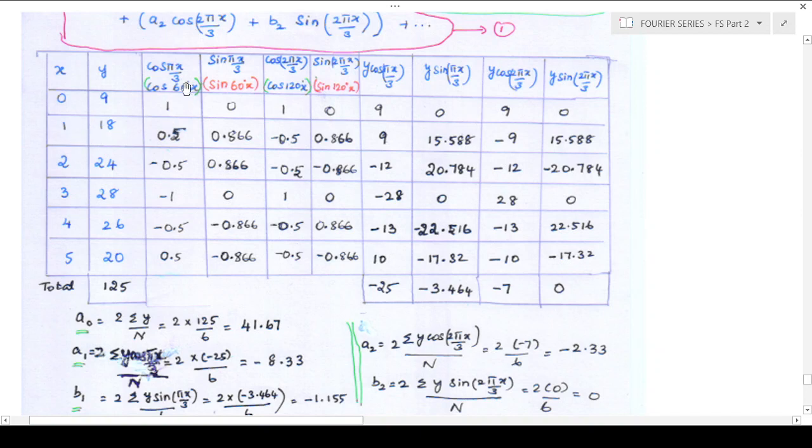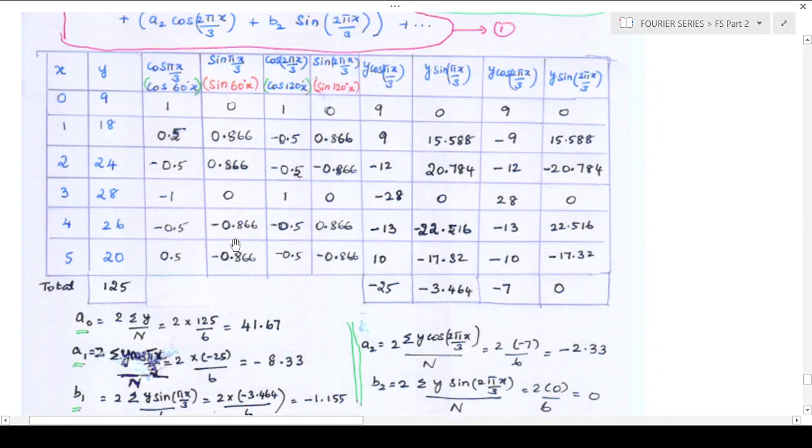Then when x is 1, it is 60 degree. So cos 60 you will be writing it. Sin 60 you will be writing it. Cos 120 you will be writing it. Right? Sin 120 you will be writing it. Then when x is 2, this will become 120. Cos 120, sin 120, and 60 into 2 is 120, so here cos 240, sin 240. Easily you can click and then you can write all the values.